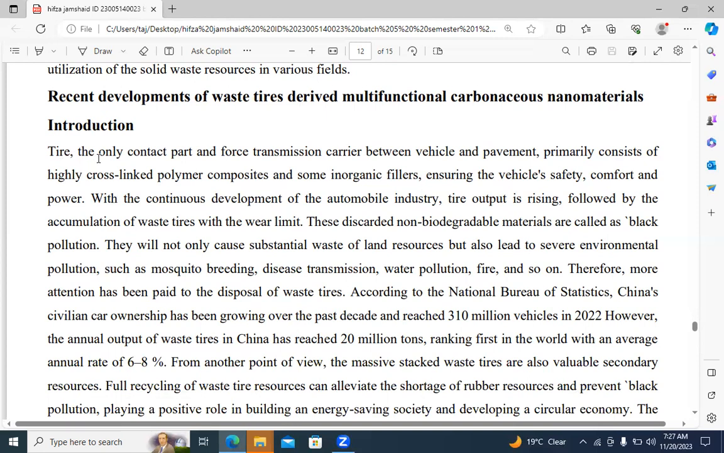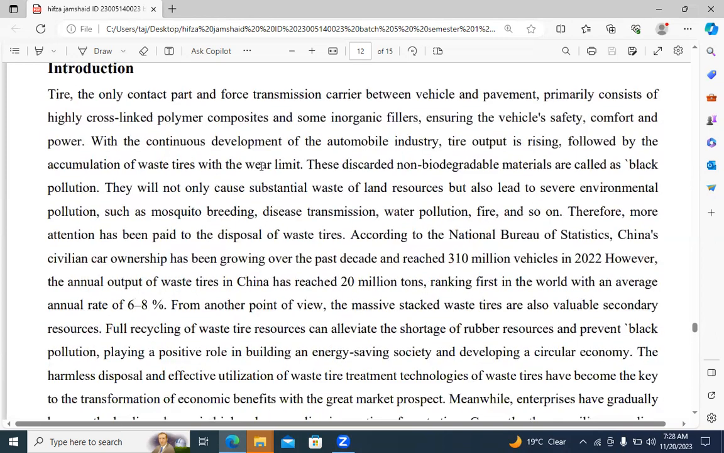Tires are basically the only contact part and force transmission carriers between the vehicle and the pavement. Vehicle and pavement means hard road. So there is also friction when the tire of the vehicle runs. It consists of highly cross-linked polymers and organic fillers that ensure vehicle safety, comfort, and power. With the continuous development of the automobile industry, tire output is rising, followed by the accumulation of waste. It means we are accumulating tire waste. We are going to recycle that waste.